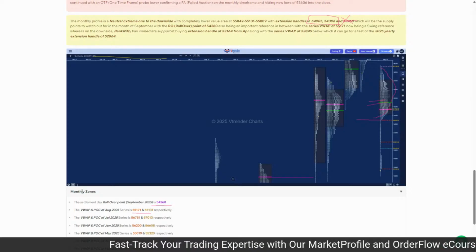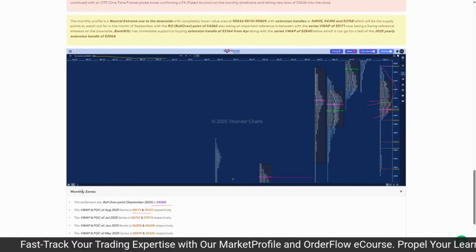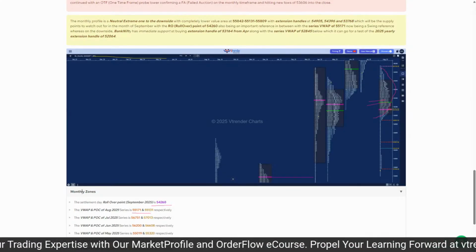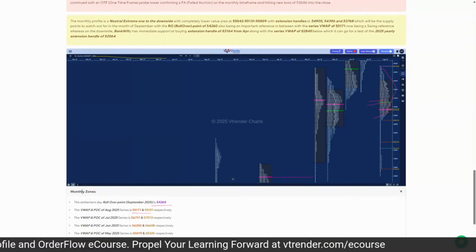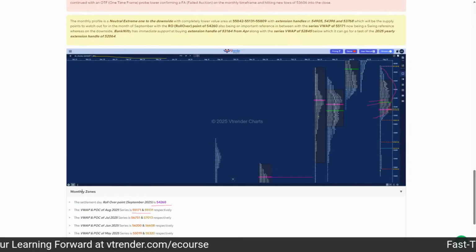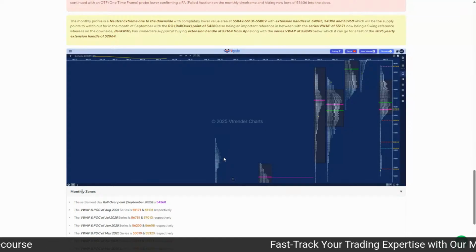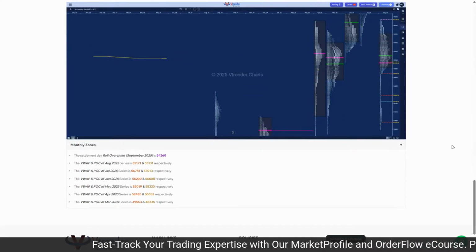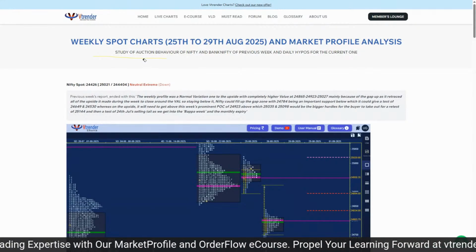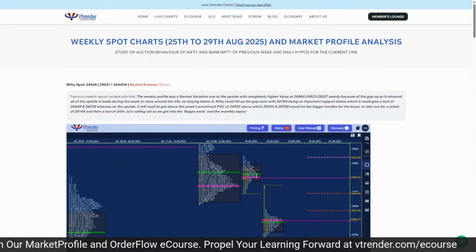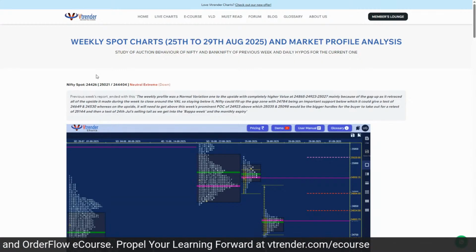So let's now move on to the weekly spot chart and see what we did last week. Also have a quick view of what we have done today. So we have the weekly spot chart on screen right now.